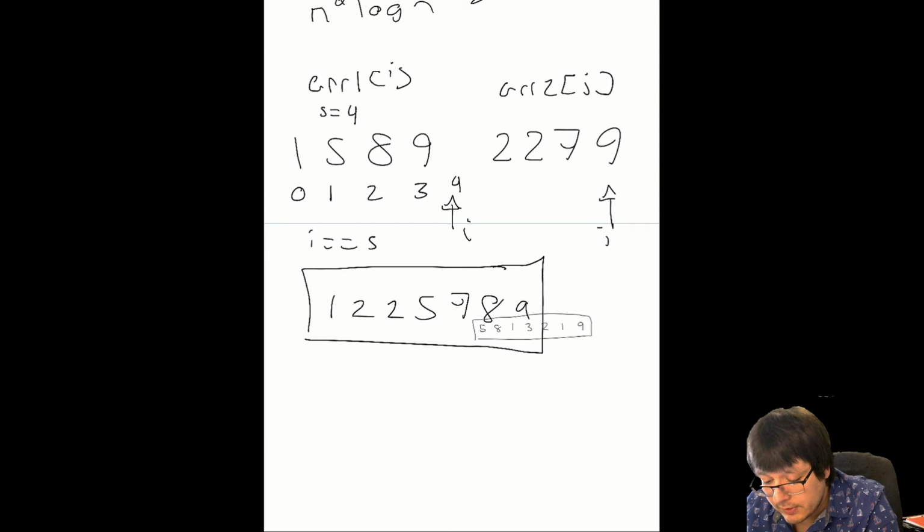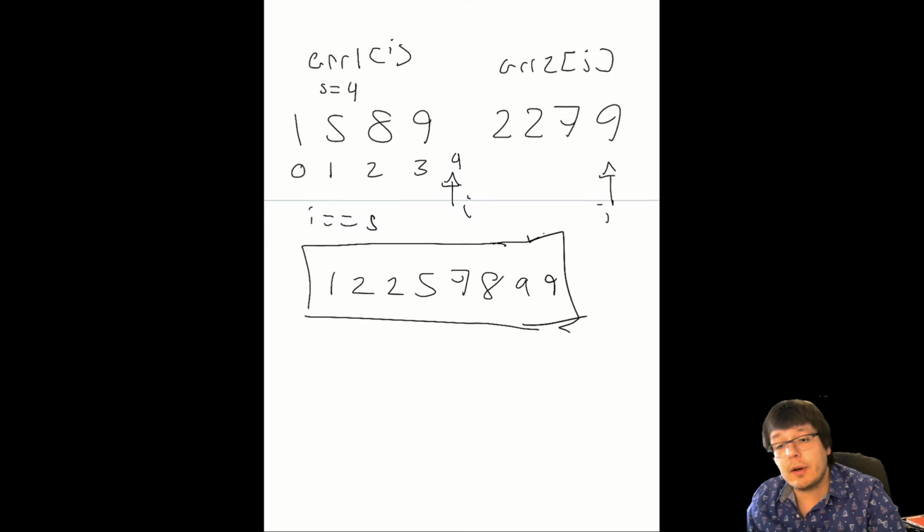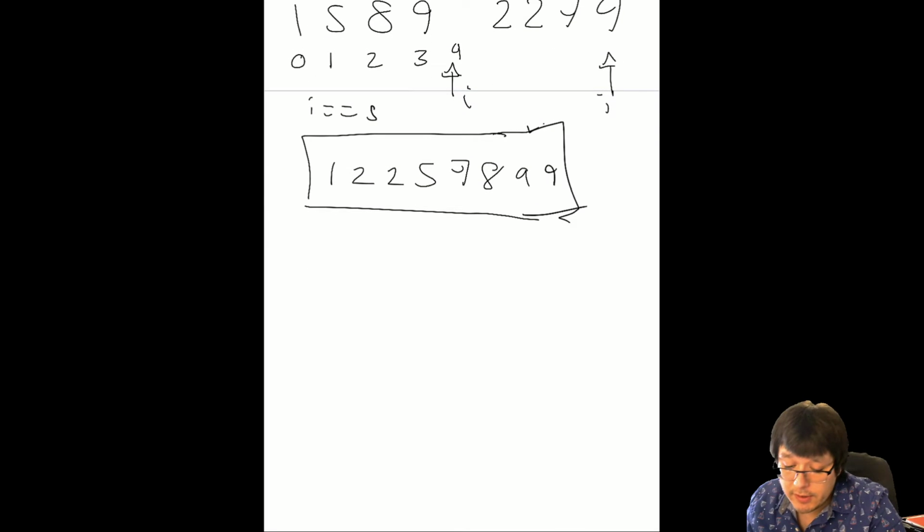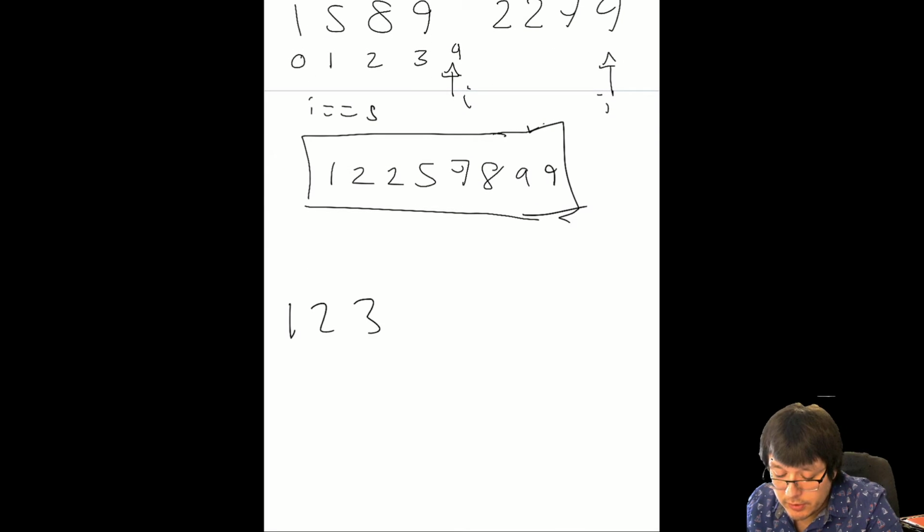It's just 1, 9, right? But let me give you an example where you would copy more things. So let's suppose you had an example like this: 1, 2, 3, and then the other one happened to be like 8, 9, 9, like that.